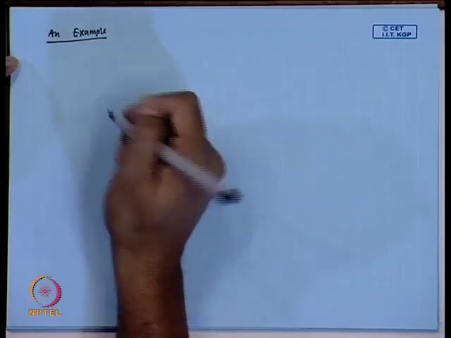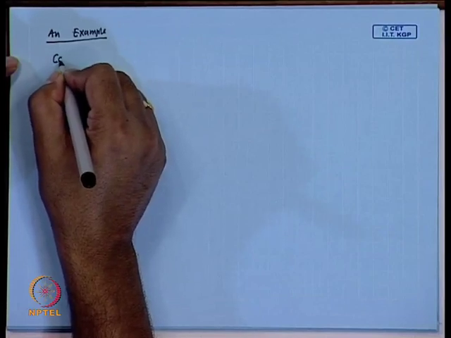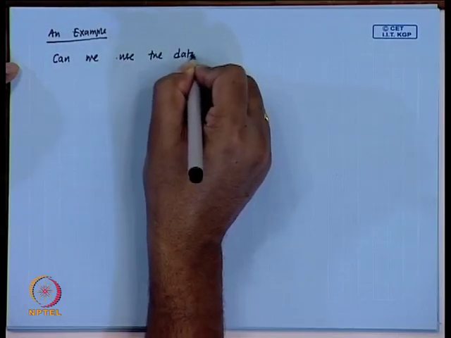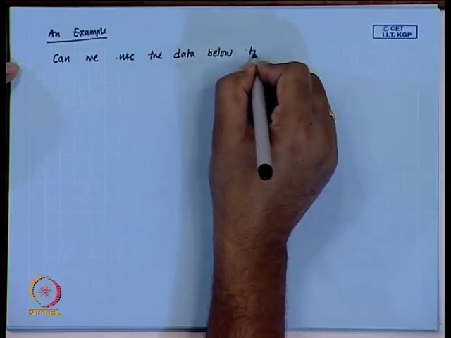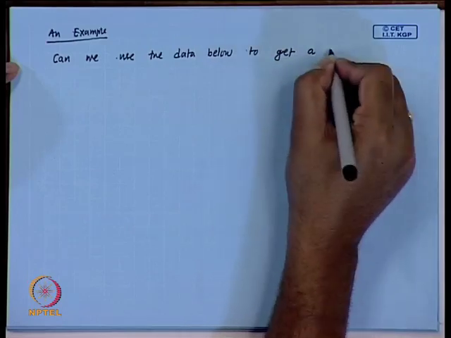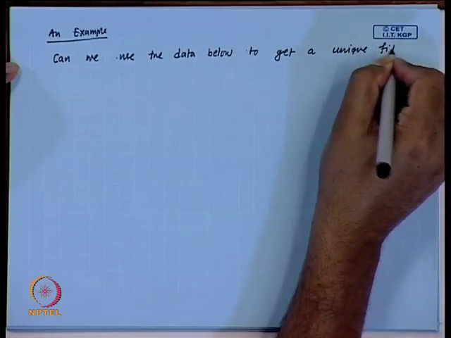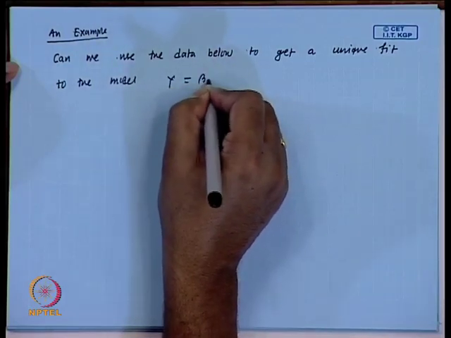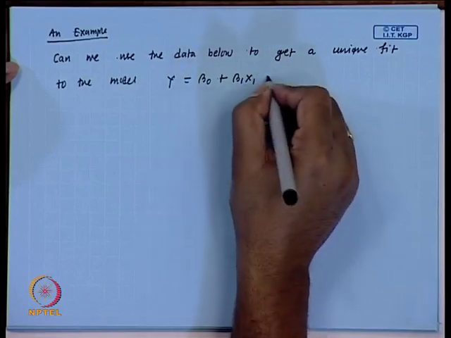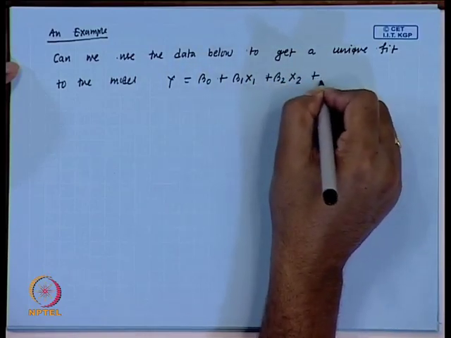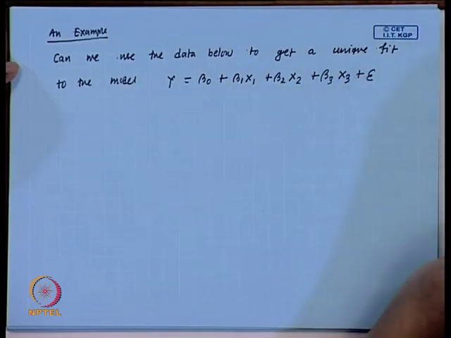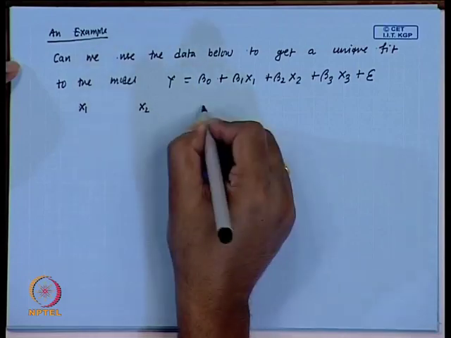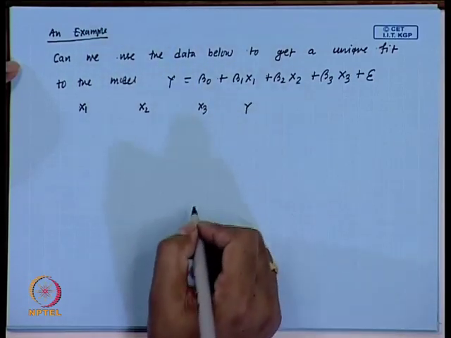An example. Can we use the data below to get a unique fit to the model y equal to beta naught plus beta 1 x 1 plus beta 2 x 2 plus beta 3 x 3 plus epsilon? Okay, and here is the data: x 1, x 2, x 3 and the response variable y.